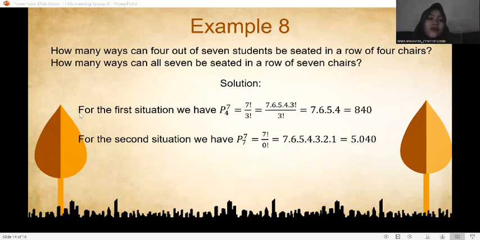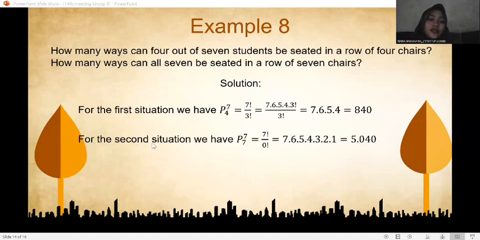The solution is, for the first situation, we have permutation 7 of 4. So, 7 factorial divided by 7 minus 4 factorial, which is 3 factorial, equals 7 times 6 times 5 times 4 times 3 factorial divided by 3 factorial. 3 factorial divided by 3 factorial equals 1. So 7 times 6 times 5 times 4 equals 840.